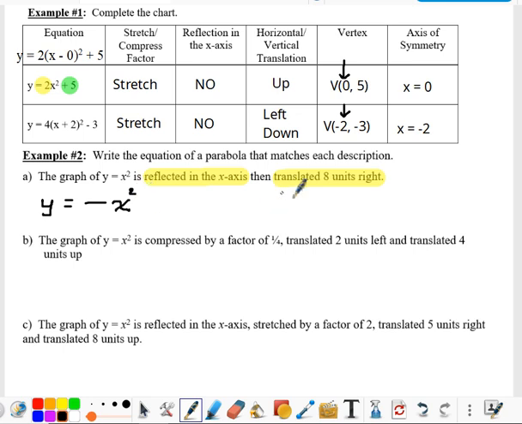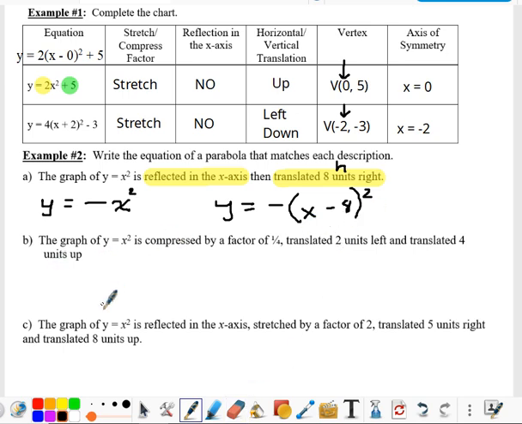And then translated 8 units right. Well, that's probably what you're thinking is our h value. So that'll look something like y equals negative, x to the right, so (x minus positive 8), close the bracket, squared. All right, again, you're really going to have to forgive me on my penmanship here.